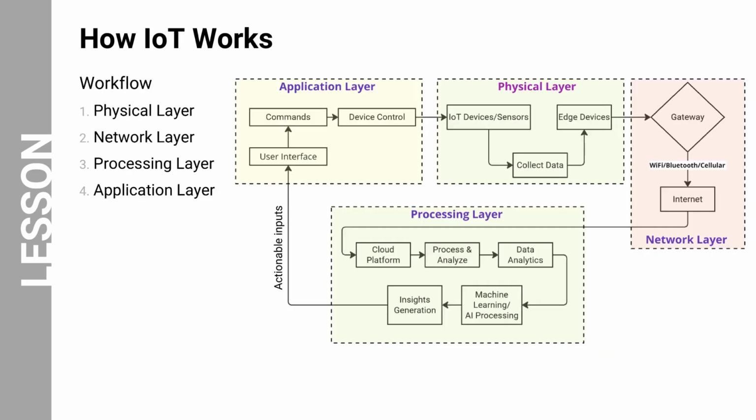Let us now discuss how IoT works. The system operates through a systematic workflow consisting of four main layers. It begins at the physical layer, where devices and sensors collect real-world data, followed by the network layer, which handles data transmission through various communication protocols. The processing layer then analyzes and processes the collected data. The application layer presents insights and enables control through user interfaces. We will discuss these layers in detail in the following slides.